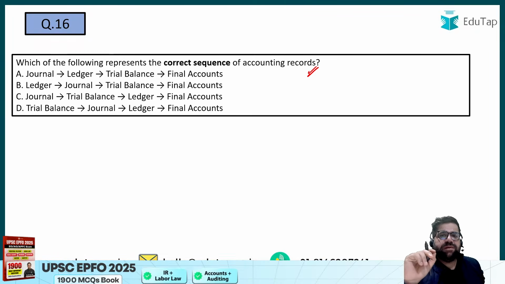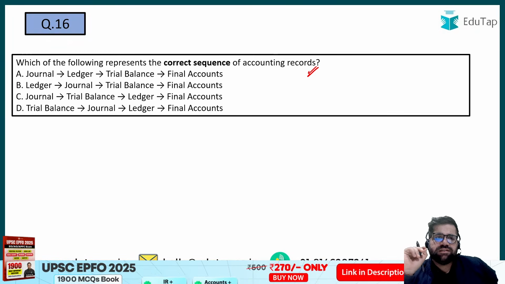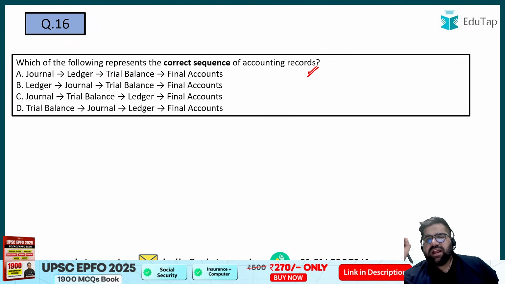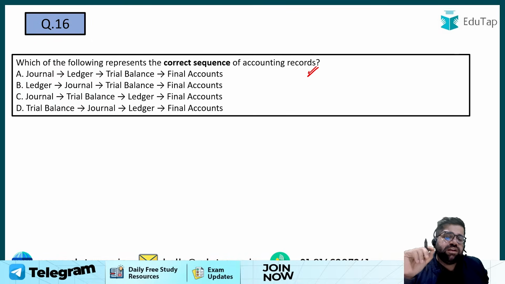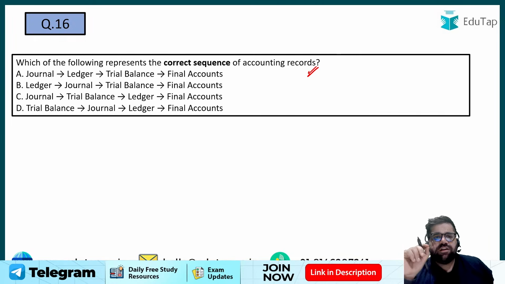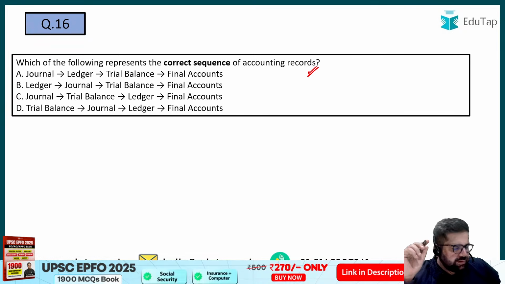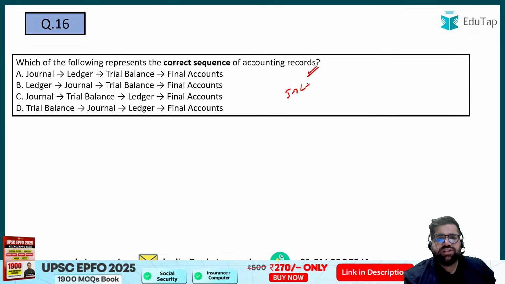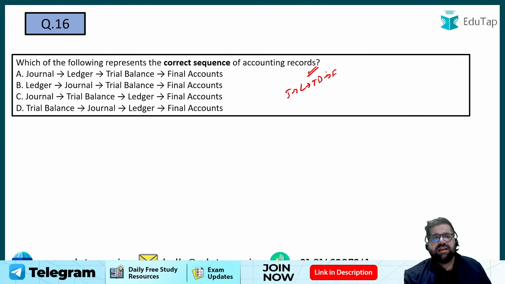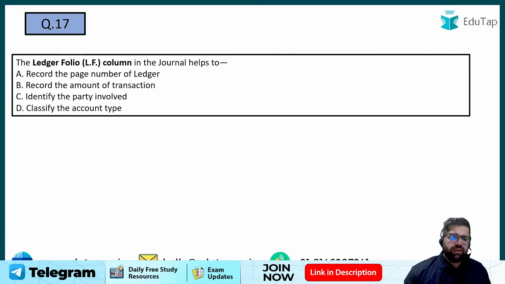Which of the following represents the correct sequence of accounting records? Journal, ledger, trial balance, final accounts; ledger, journal, trial balance, final accounts; journal, trial balance, ledger, final accounts; or trial balance, journal, ledger, final accounts. The first one, which will be what? Journal, then you will make a ledger, and then you will make a trial balance, and then final accounts. Yes, the correct answer will be option number A. Good. Next question, question number 17.